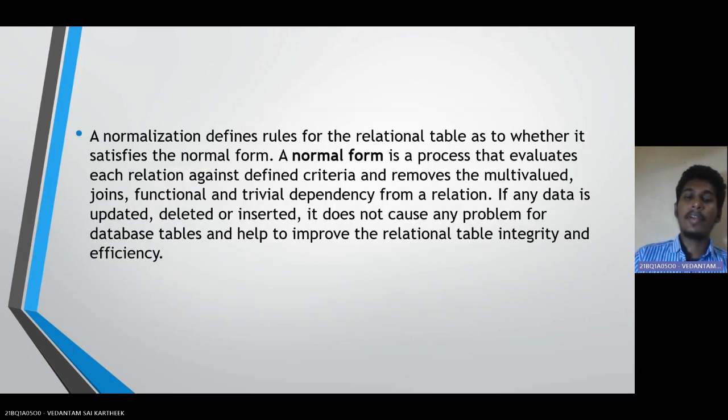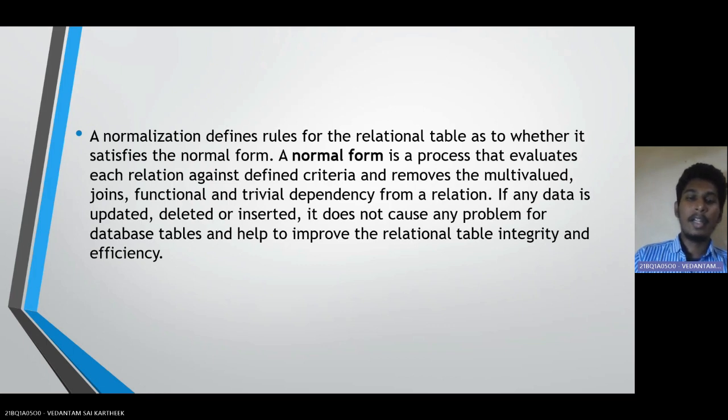It also defines the rules of the relation table, as to whether it satisfies the normal form. A normal form is a process that evaluates each relation against defined criteria and removes the multi-valued dependencies. So there may be a multi-valued dependency between the tables and tuples, and there can be functional dependencies, which means a non-key column may determine another non-key column. So that is one of the functional dependencies and trivial dependencies in a relation.